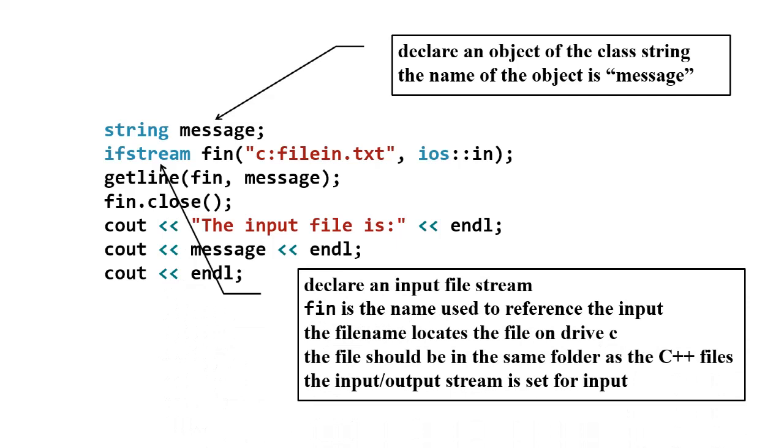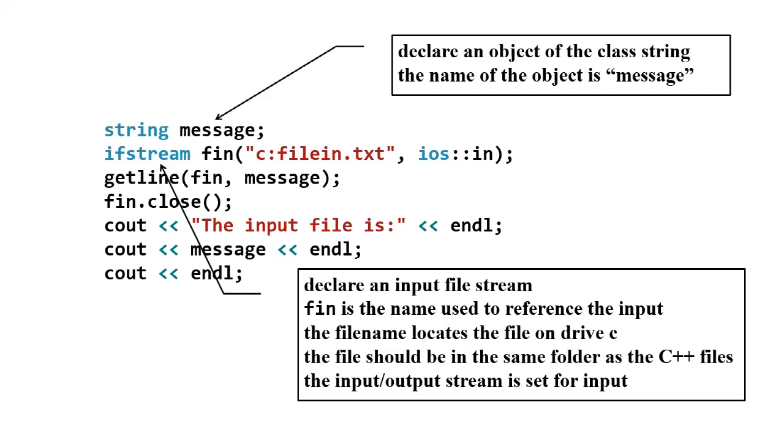The next line declares an input file stream with the ifstream command. Again, this is from the fstream library. The letters FIN are the name I use to denote a file input. You can use any name that you wish, but you'll need to be consistent with it. And inside the parentheses are the parameters.